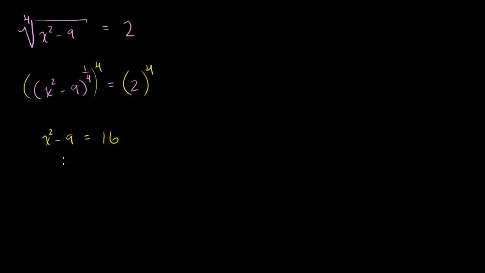Now there's two ways we can do it at this point. We can add 9 to both sides of this equation. I'll do it this way in yellow. So if you add 9, you get x squared is equal to 25. Take the square root, not just the principal square root. Take the positive and negative square root of both sides of this equation. And you get x is equal to plus or minus 5.